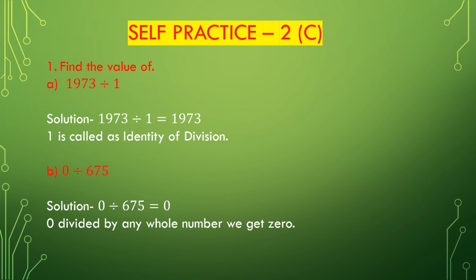जब हम किसी होल नंबर को 1 के साथ डिवाइड करेंगे, वो सेम नंबर हमको मिलता है और दैट इज कॉल्ड द 1 इज द आइडेंटिटी ऑफ डिवीजन. फर्स्ट बिट में 1973 डिवाइडेड बाय 1, तो हमको मिला 1973. एंड सेकेंड बिट में 0 को हम 675 के साथ डिवाइड करेंगे तो हमको क्या मिलेगा? 0. 0 को किसी भी होल नंबर के साथ डिवाइड करने से 0 ही मिलता है. That is, 0 is divided by any whole number, we get 0 only.